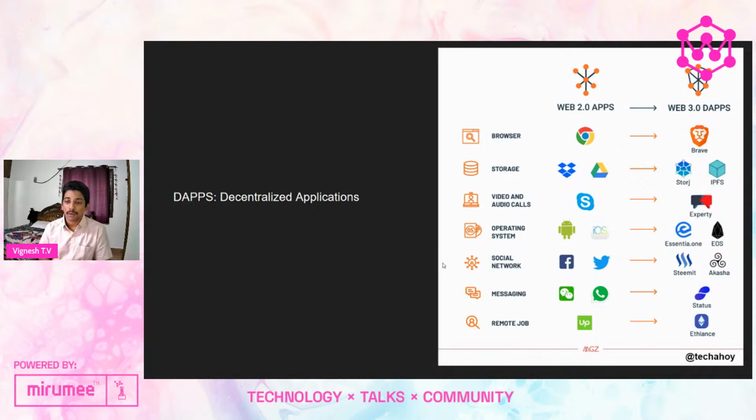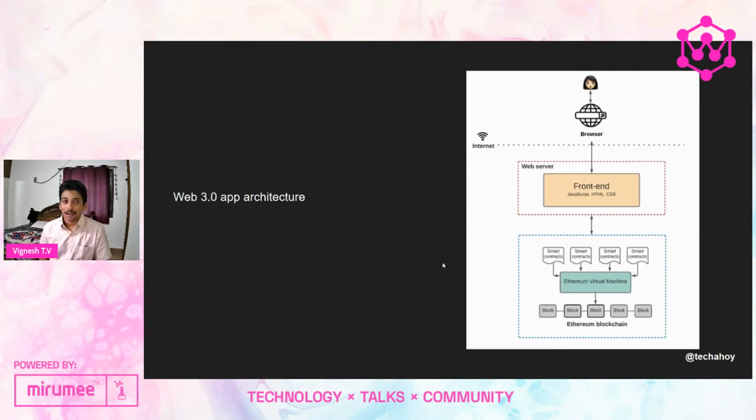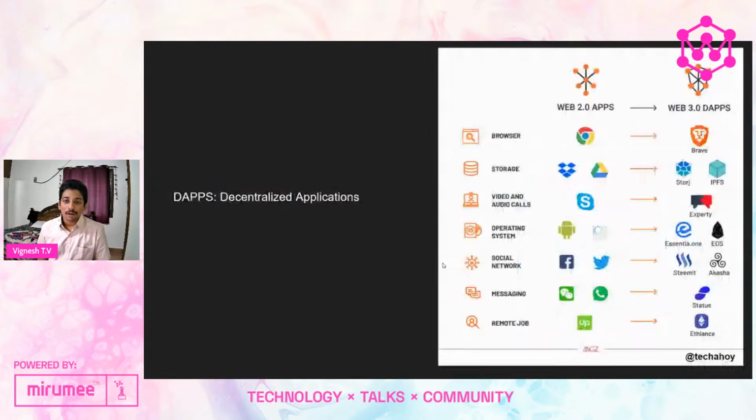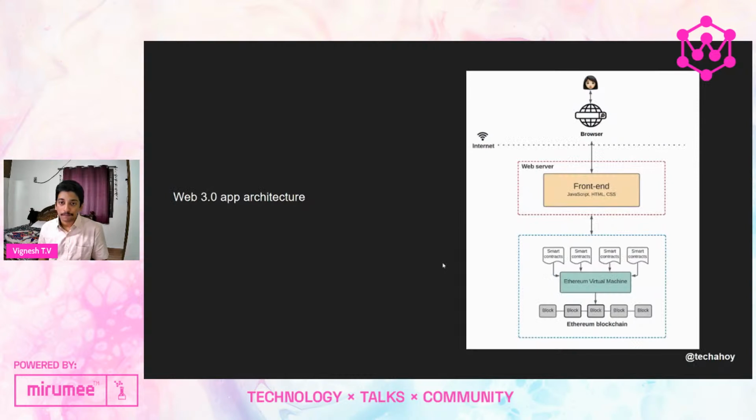You have Facebook and Twitter, and we have Steemit and Akasha. So this is how the ecosystem currently looks, and this is the transition we are making to the future. It has its own challenges as well. We will talk about the challenges of Web 3.0 in the future. But when we are talking about apps like these, we call them dApps, or rather decentralized applications, because they are distributed and not centralized. That's the reason we call them dApps, while we call Web 2.0 apps just apps.